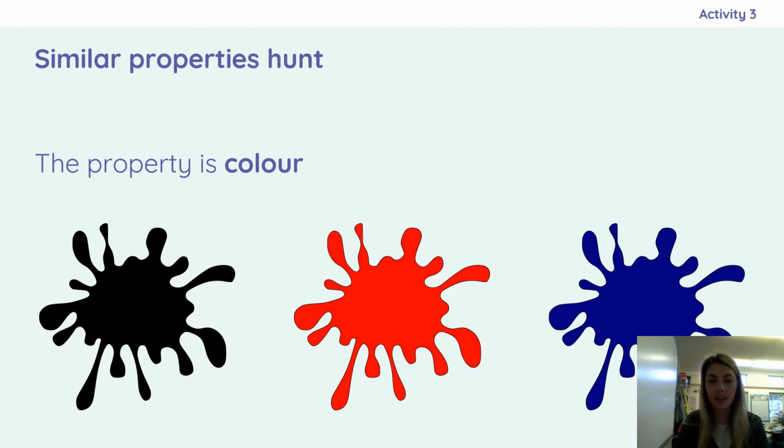Similar properties hunt. So now we're going to go and hunt for items with the same or similar properties. We're going to pick a colour, so that is the property we are searching for. We're going to go around our home and find objects which have a similar colour. Here on the screen we've got the colour black, red or blue. So pick one of these colours and then pause the video and go and find at least 3 items that are that colour. Off you go.